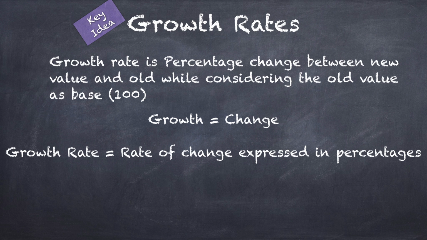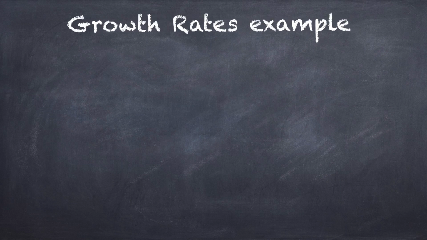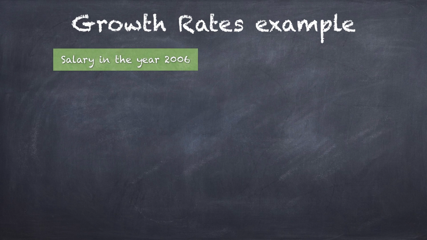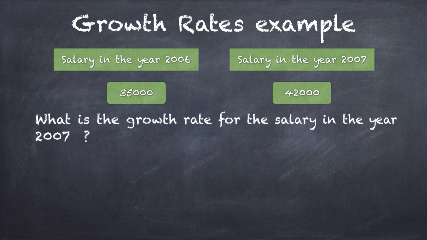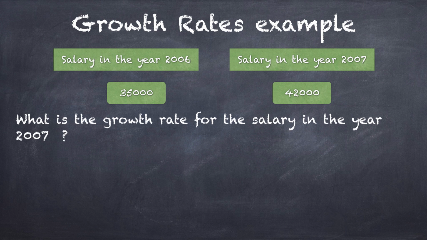Back to the growth rate. Growth rate is nothing but the percentage change between the new value and old value while considering the old value as base, or by what percent is the new value more than the old value. Growth rate is the rate of change expressed in percentages. Life becomes easier when we use an example. So let's begin with a very basic data. Let's say my salary in the year 2006 was 35,000 and my salary in the year 2007 was 42,000. And the question is, what is the growth rate for the salary in the year 2007?